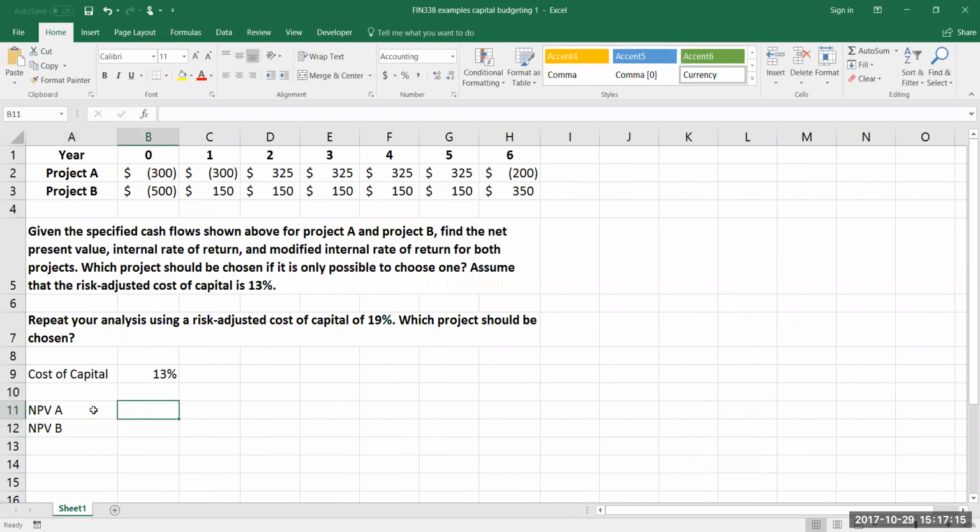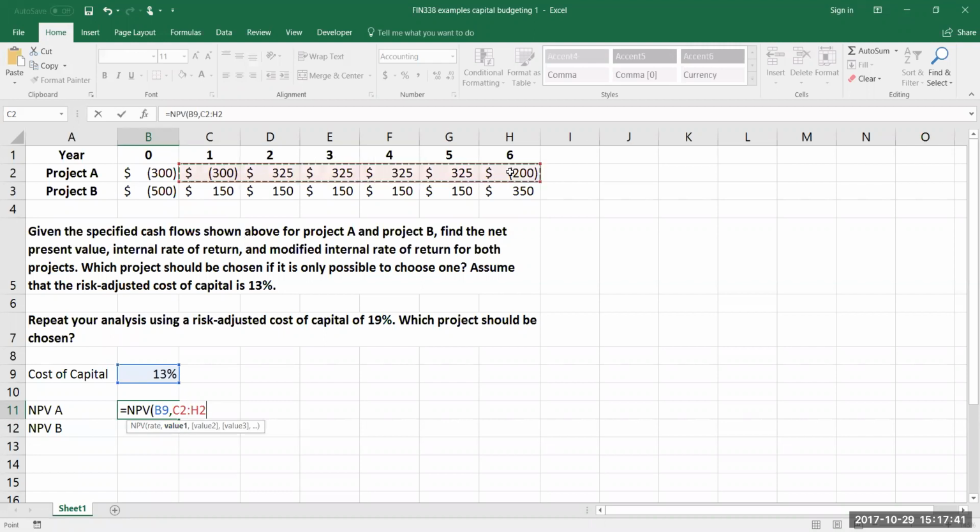So our formula for net present value, as you might expect, is equals NPV, open parentheses. The first thing it wants is a rate. So we're going to select our cost of capital rate, comma. Now it wants value 1. And when it says value 1, it really does mean value 1. It does not want year 0 incorporated at this point. So we're going to highlight from year 1, click, hold, and drag to highlight all the way through year 6. We're then going to close parentheses.